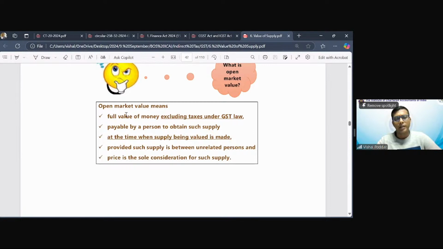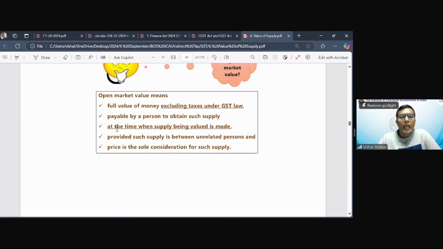See, what is the definition? I'll read. Open market value means the full value in money, before GST, payable by a person. So it is the value which other students are supposed to pay to me to obtain this particular supply of coaching at the time when the supply being valued is made. So it is the fees for the same batch, because I am trying to value the service which I am giving to Mansha. So in this particular case, I will find out, at the same time when I'm giving this service to Mansha, what is the value which I'm charging to other students in the same batch, provided such supplies are between unrelated persons.